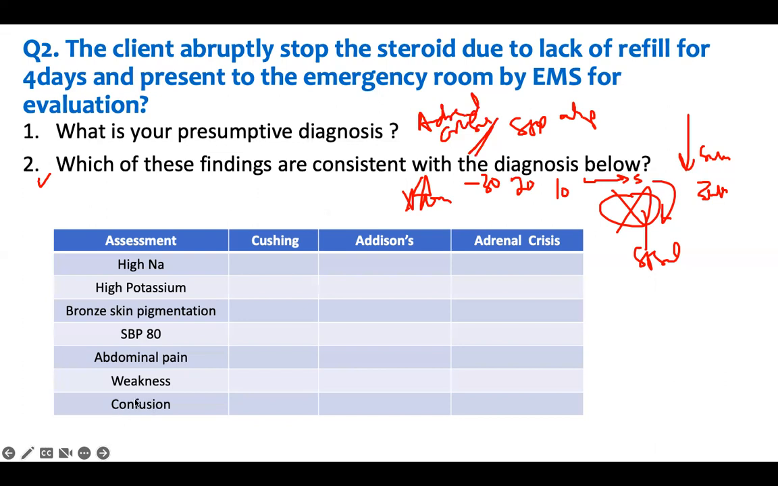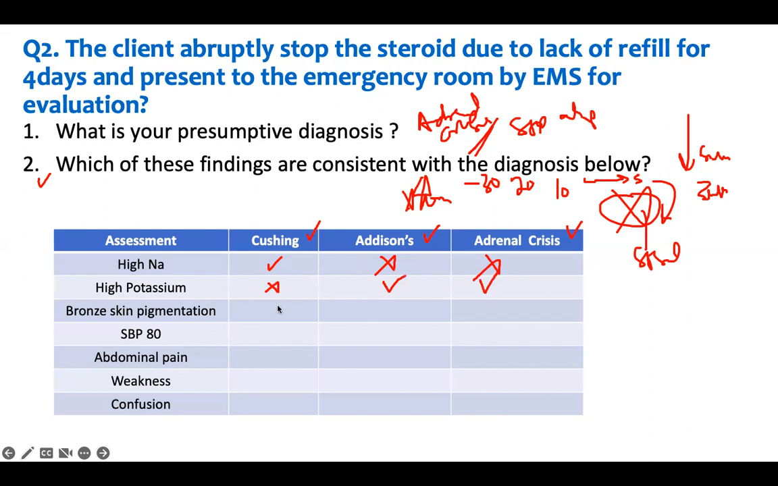In a traditional one, you won't get it. But this is what you need to know, right? So you need to tell me which one is Cushing, which one is Addison, and which one is adrenal crisis, right? High sodium. So who has high sodium? Cushing, like we said. Addison, no. Addison crisis, no. High potassium. Cushing, no. Addison, yes. Crisis, yes.